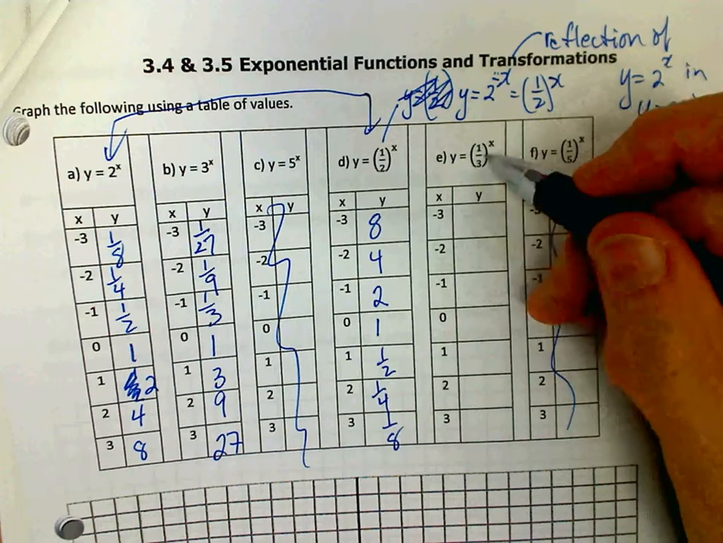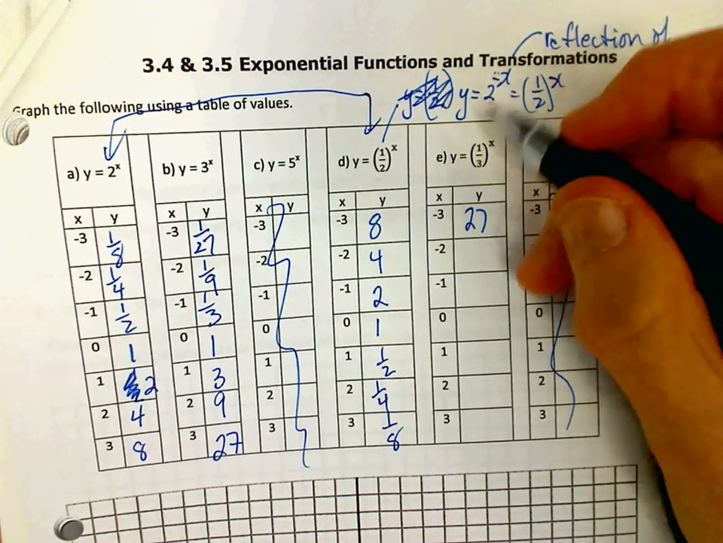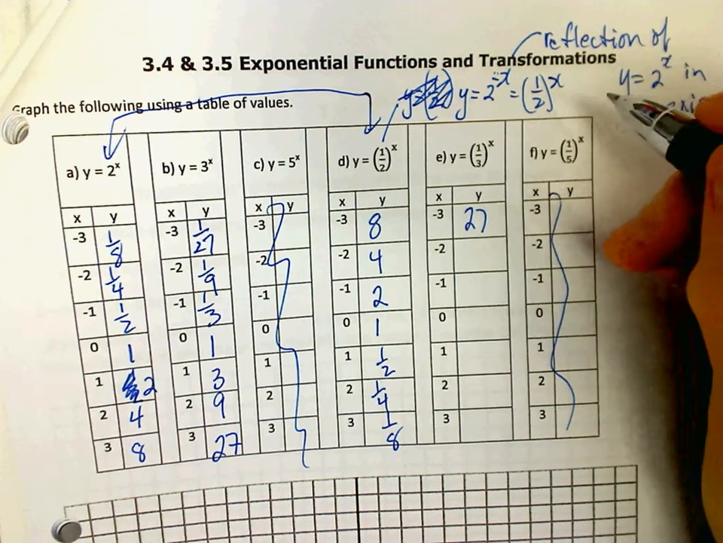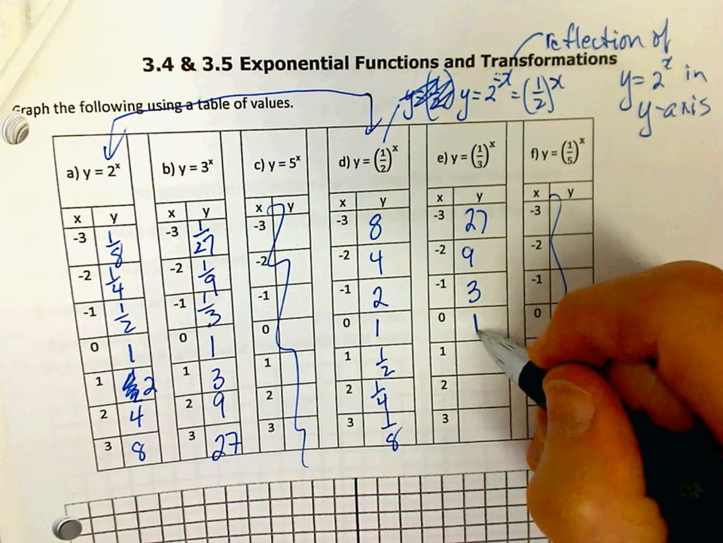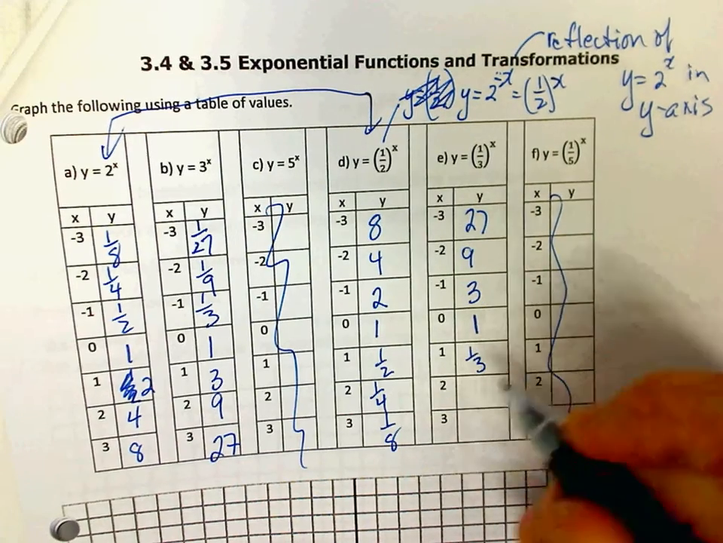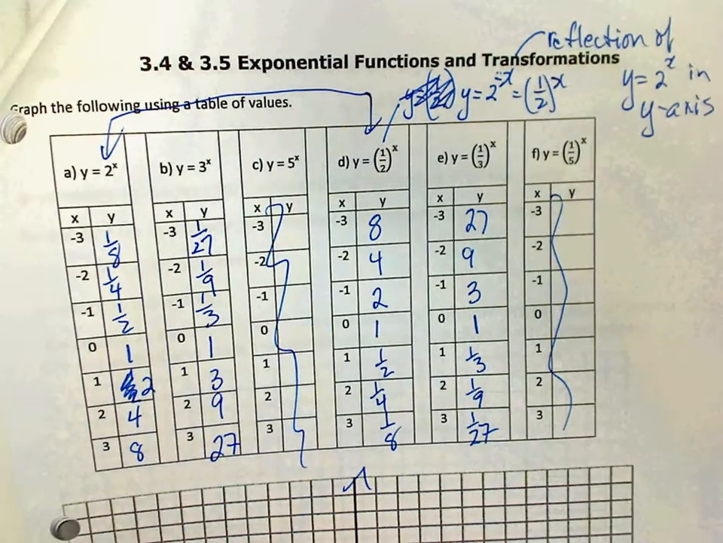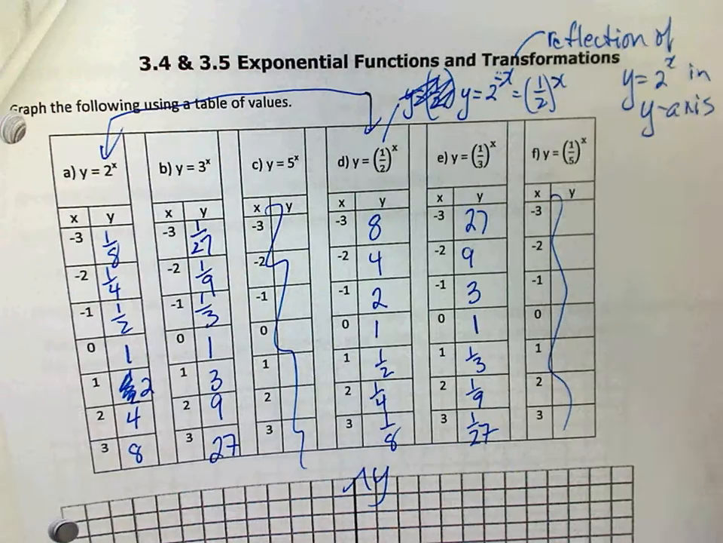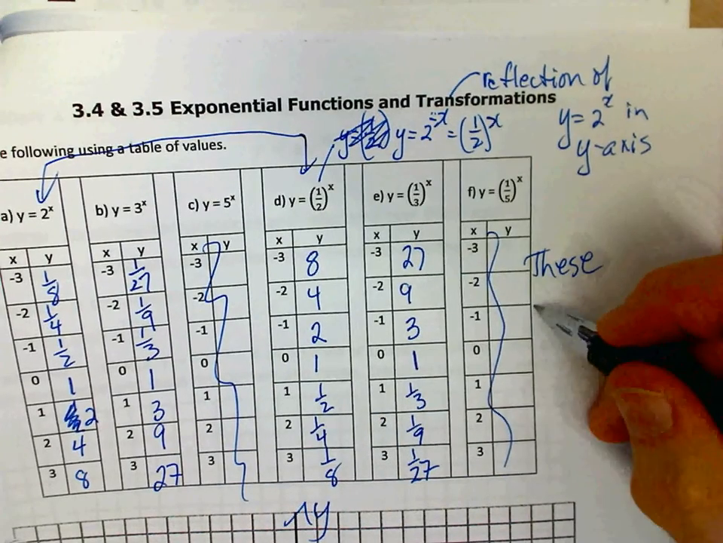Now, this one, 1/3 to the -3 is 27, right? Because this is equal to 3 to the positive 3. This is going to be 9, 3, 1. Now, 1/3 to the 1 is 1/3. 1/3 to the 2 is 1 over 9, and that's 1 over 27. Let's graph these, and we're going to notice some common characteristics of exponential functions. These are your parent functions, and we're going to transform these later.